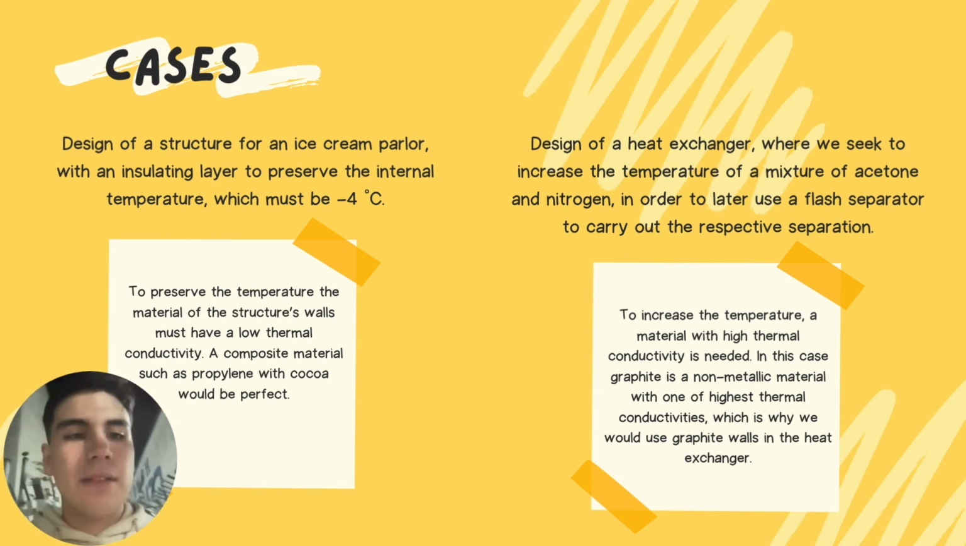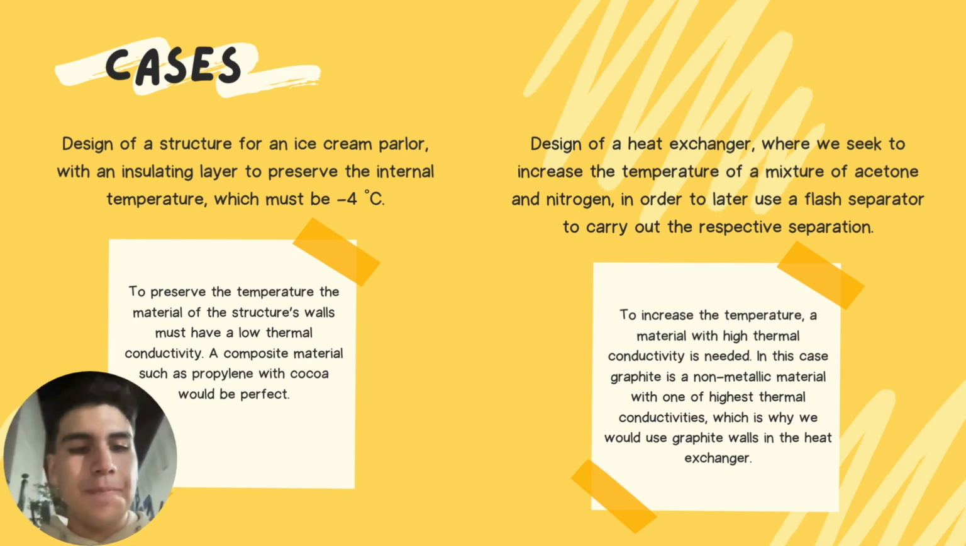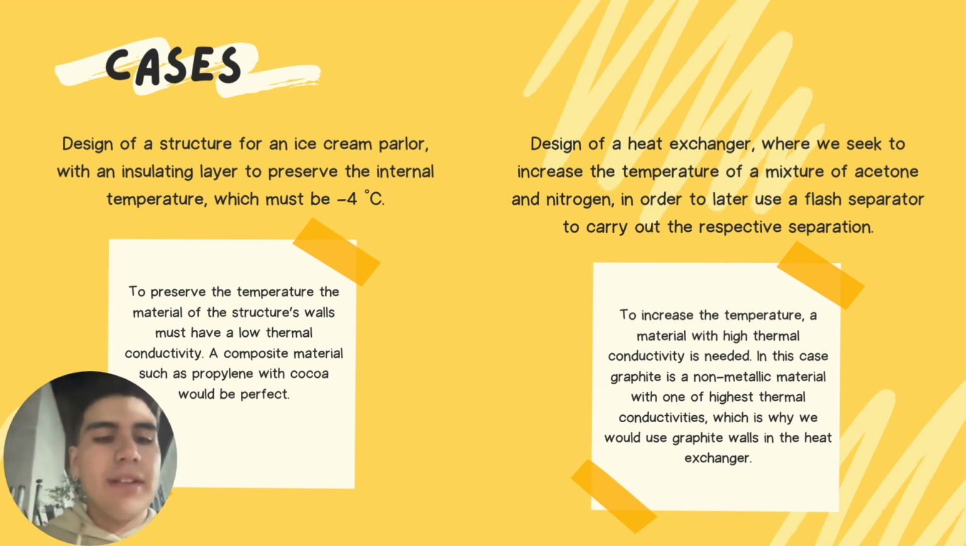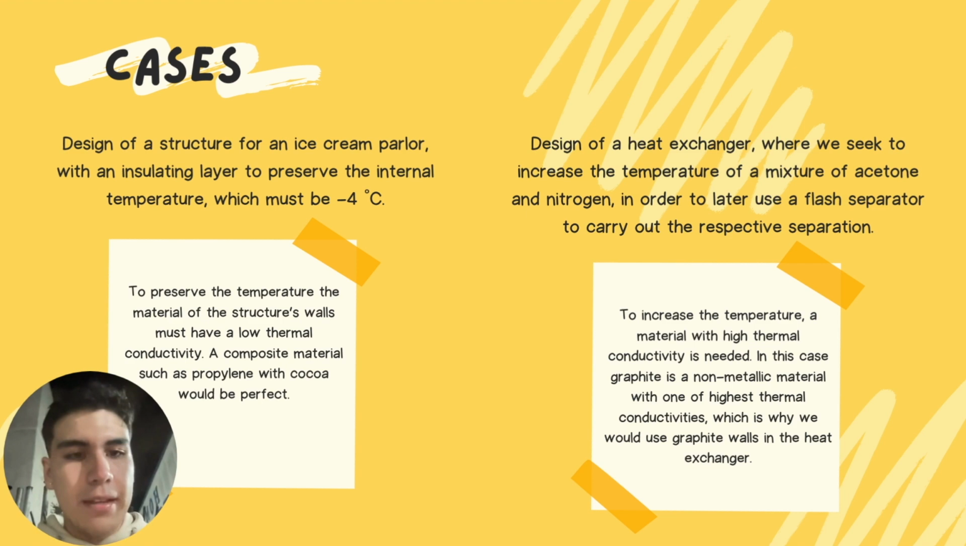The second case is to design a heat exchanger where we seek to increase the temperature of a mixture of acetone and nitrogen in order to later use a flash separator to carry out the respective separation. For this, we want to increase the temperature as fast as possible, which is why we need a material with high conductivity. In this case, graphite is perfect because it's a non-metallic material with one of the highest thermal conductivities, which is why we would use graphite in the walls of the exchanger so that heat is transferred more easily and the temperature rises.